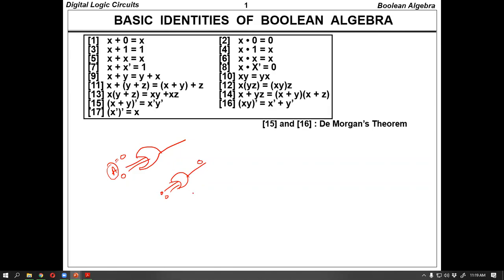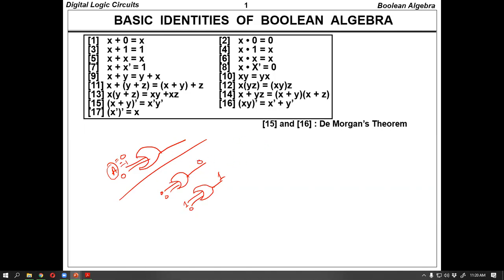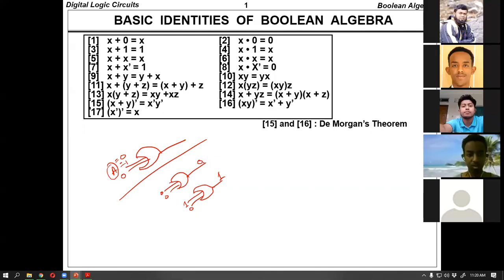Now this is the fixed zero, but A is equal to one. So 1 0 means our output is one, because in our logic, any input high gives output high. So the output depends on A. If A is equal to zero, then the output is zero. If A is equal to one, the output is one.